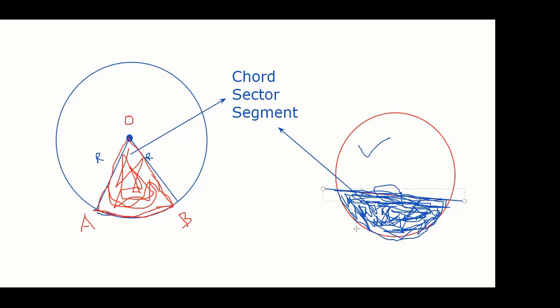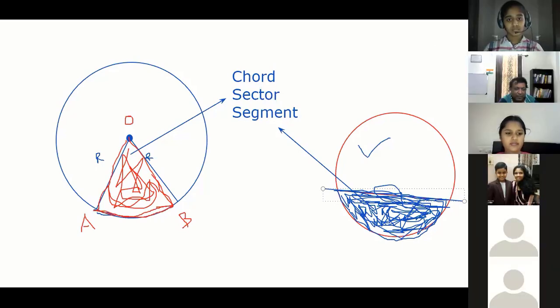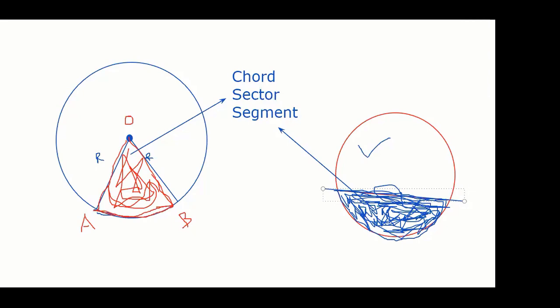Yeah, chord is only the line. We call the chord only the line, not the area as a whole. If we have two points on a circle, the line joining them is the chord. But when the full area is below it, that is the segment.